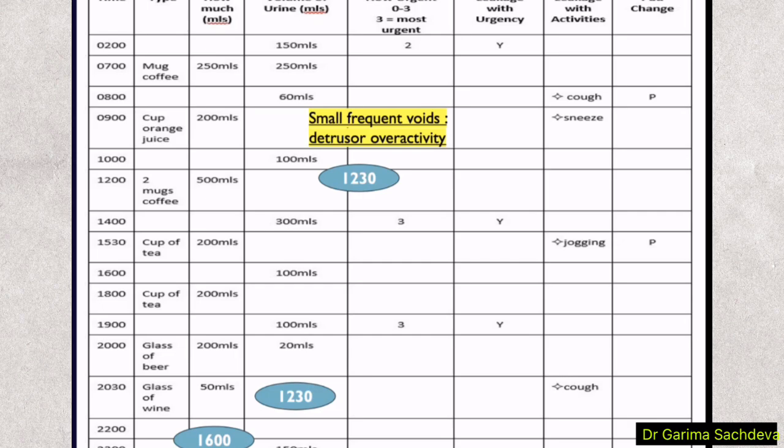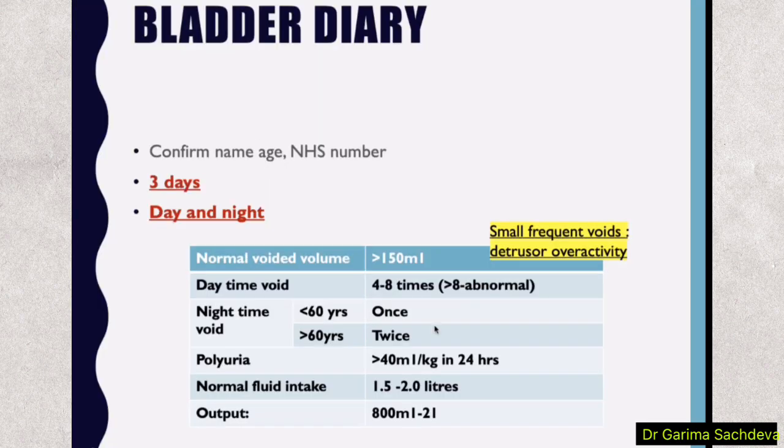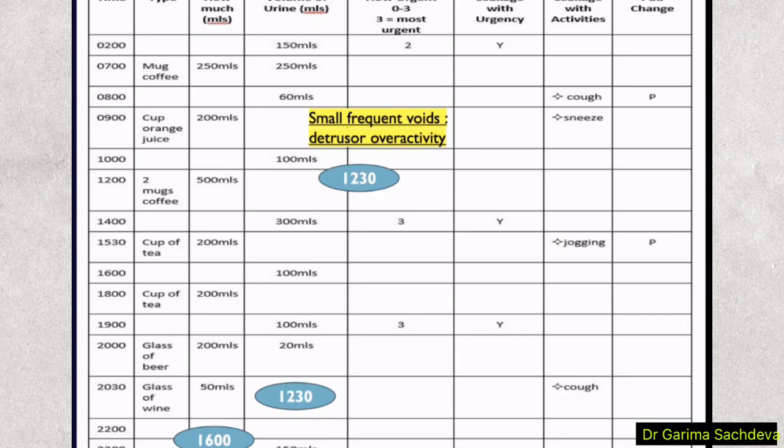Actually, day is until she is awake. So at bedtime, less than 60 years means once, and beyond 60 it can be twice. But here the volume should ideally be more than 150 ml. There are small, frequent voids of 60 ml, so it is an indicator of detrusor overactivity. This you are seeing here.